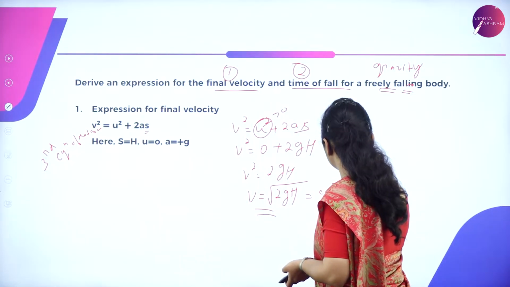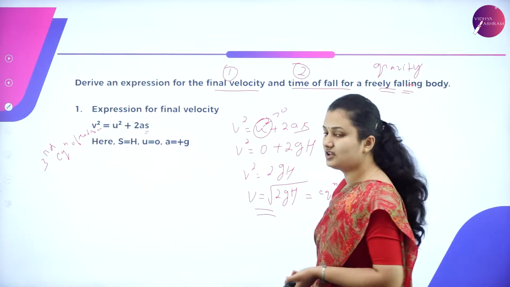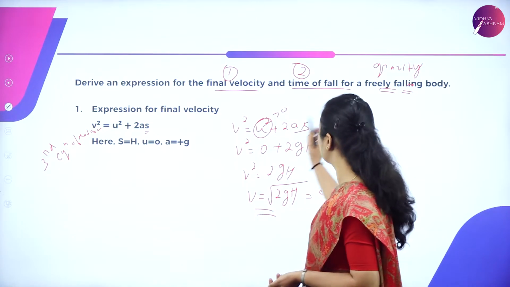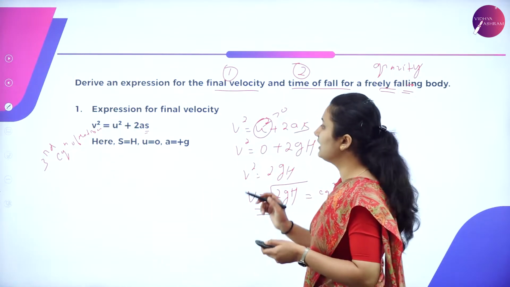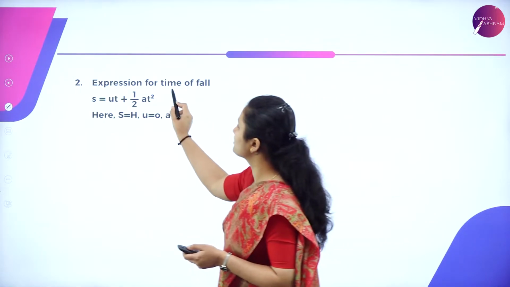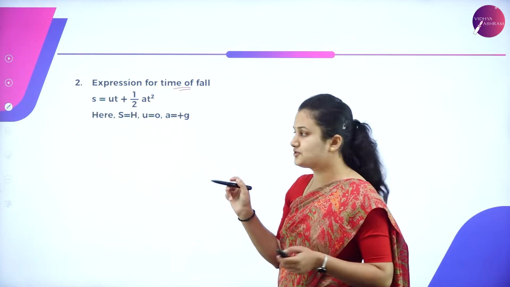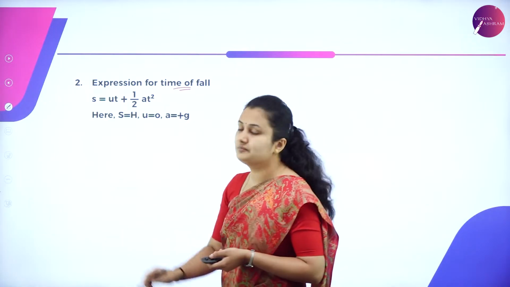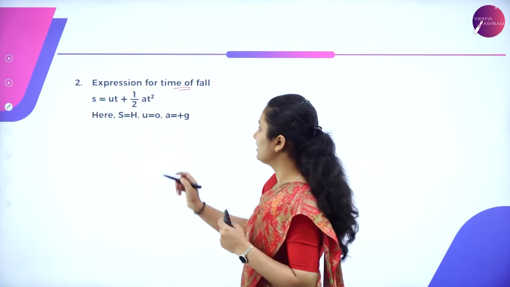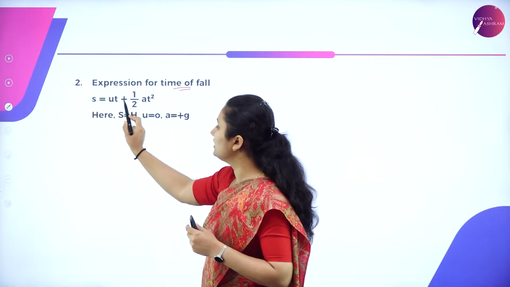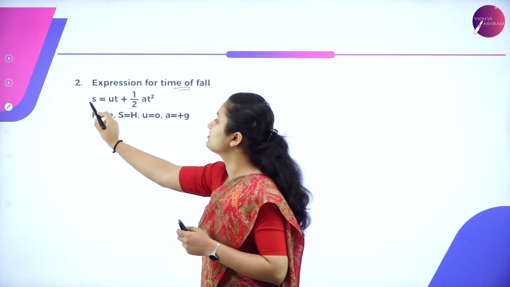This is the final equation of velocity for a freely falling object or body. Similarly, how will you calculate the expression for time of fall of a freely falling object? In the case of time, I will consider the second equation of linear motion, that is S is equal to ut plus half at square. When it comes to time, I take the displacement equation.